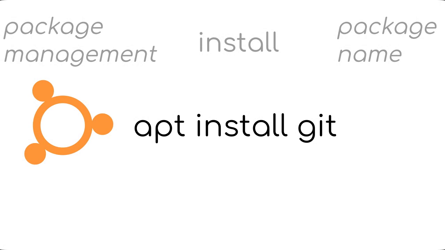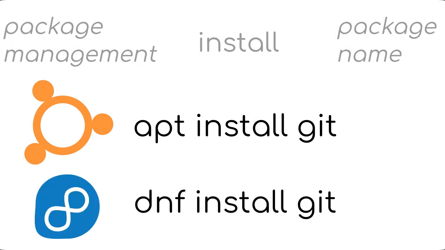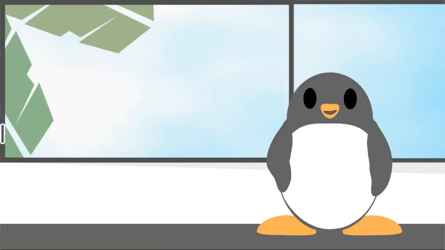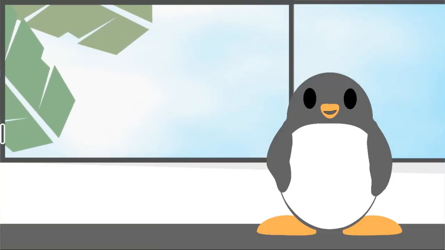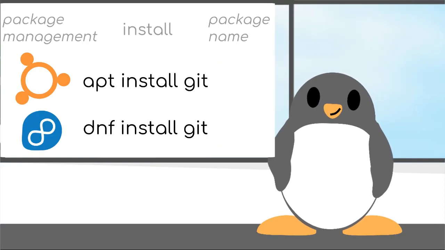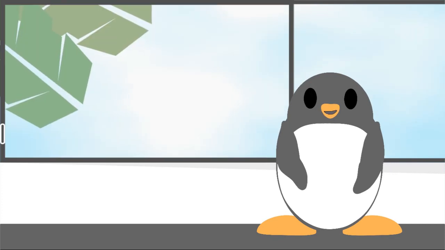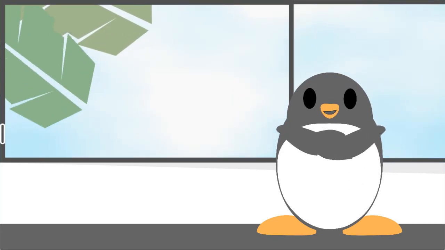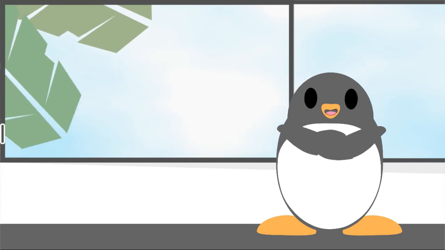Suppose I want to install an application called Git. The terminal command on Ubuntu would look something like this. Whereas on Fedora, the command is. You can notice the difference between the two distros' package management naming, apt for Ubuntu and dnf for Fedora. Similarly, that package management name would be different for other distros.